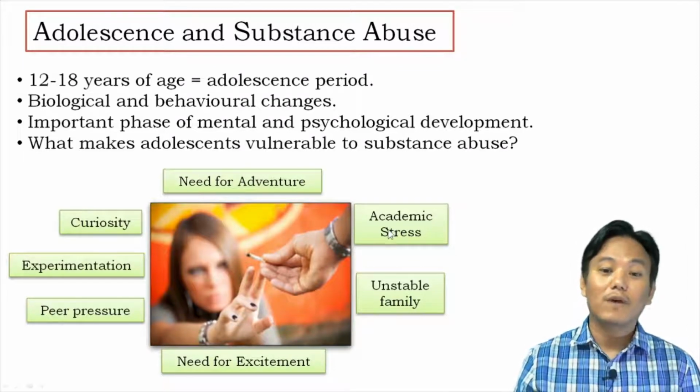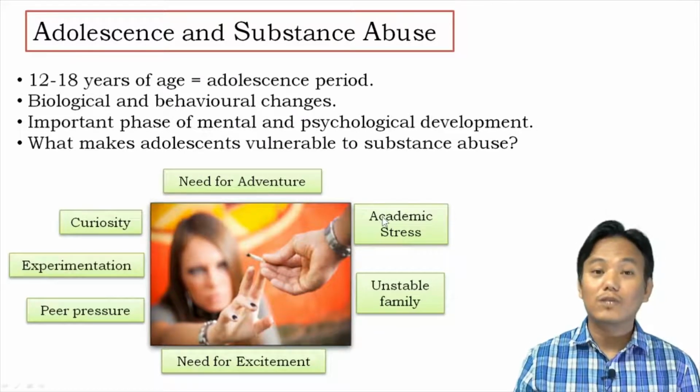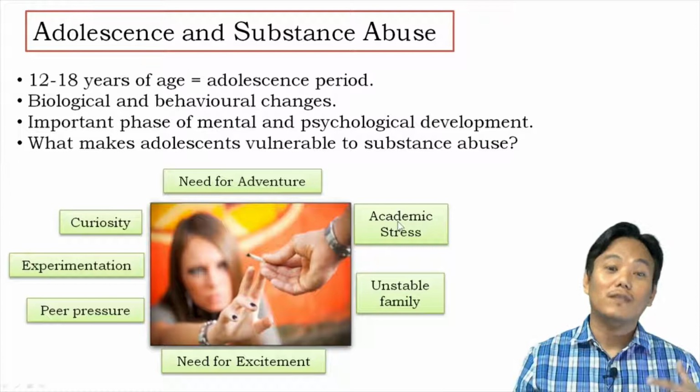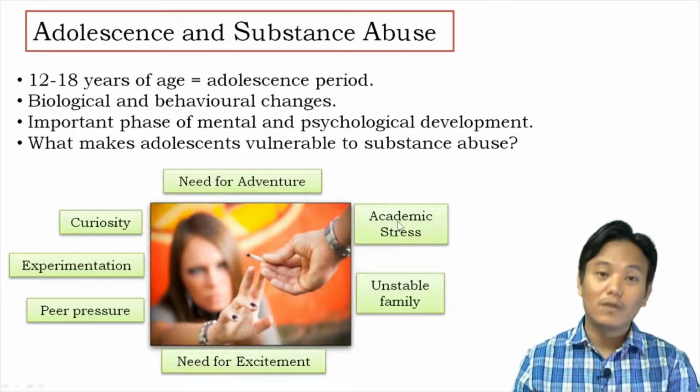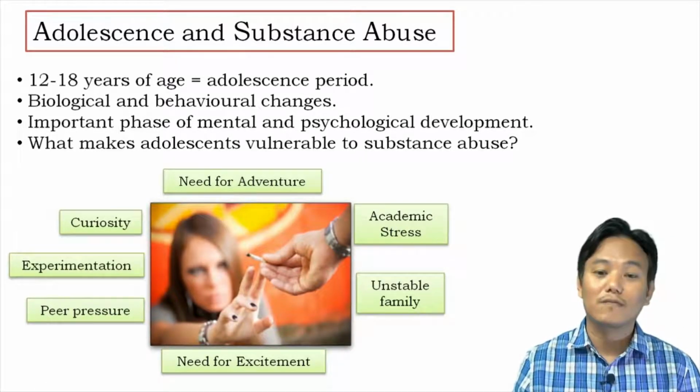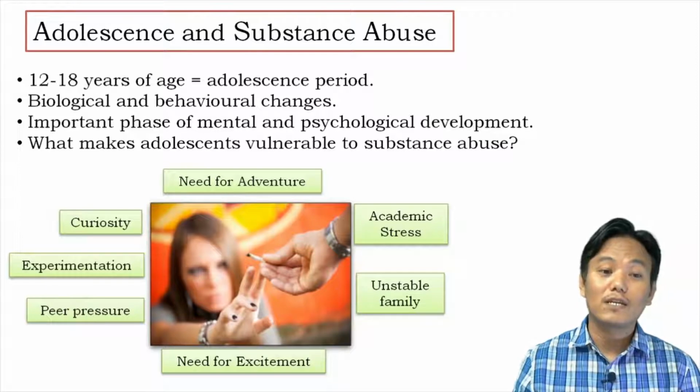And apart from that, we also have academic stress and unstable family. These days, there is lots of competition going on, and there is lots of academic stress from both parents' side as well as teachers' side. Such stress can push adolescents into substance abuse. In order to relieve that stress, the teenager may resort to taking drugs or alcohol. And the same goes for an unstable family as well.